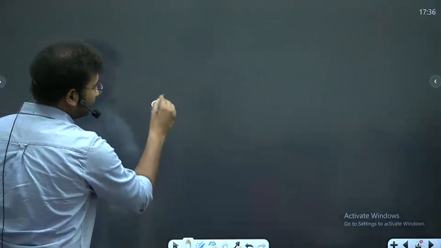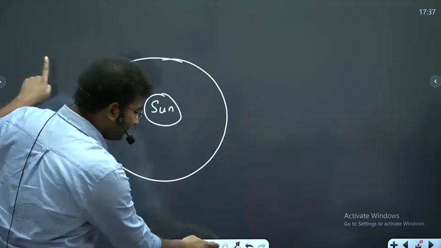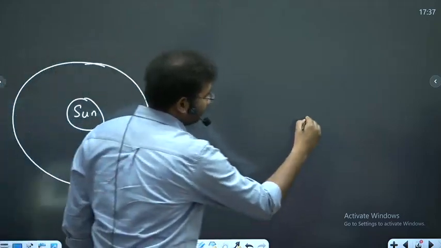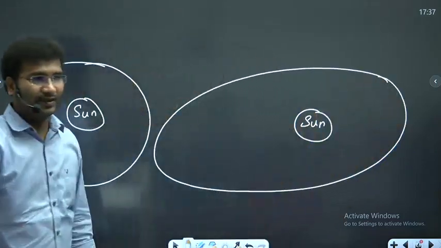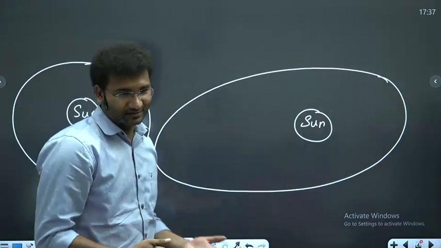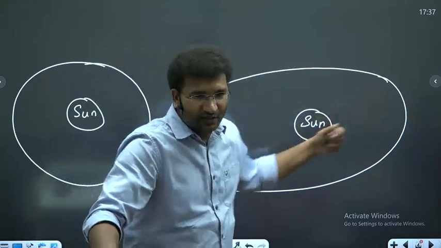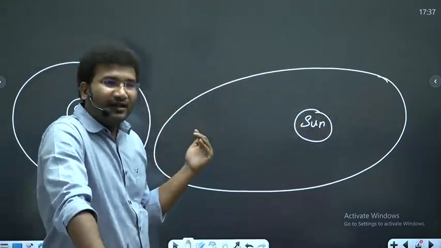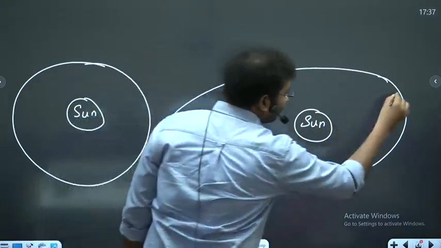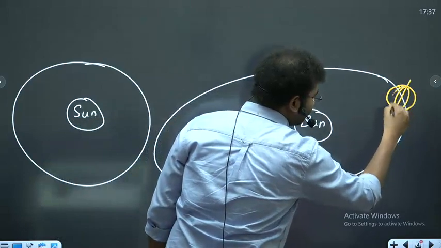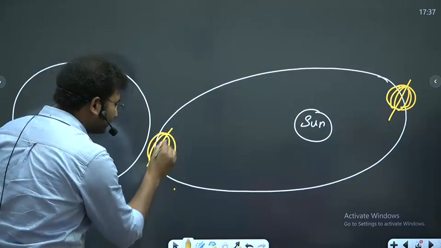If this is your sun, this is not how the Earth goes around the sun. In fact, our orbit is like this. It is like an ellipse. Elliptical is basically where on one side you will be near, on the other side you will be far away. Now the nearest point where the earth is, your earth can be here. After 6 months, your earth position will be here.